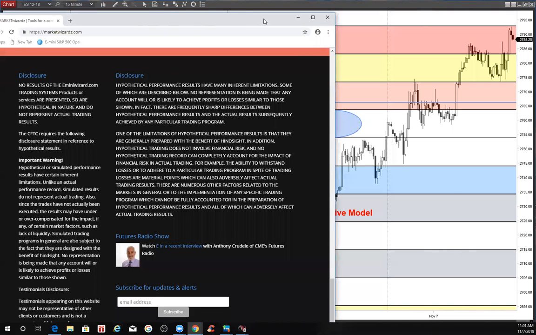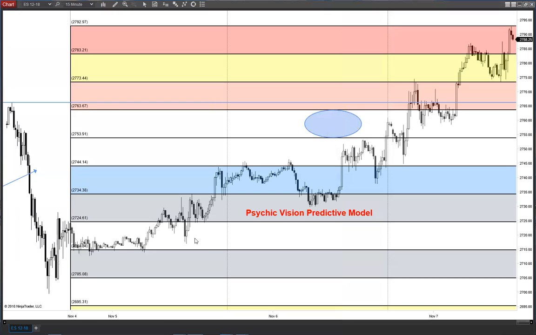And we're going to take a look at what I call a psychic vision predictive model. That's because this has got a seeing eye. It can tell us where logical pivots are and logical pivot zones. So we are at the very top of this framing.